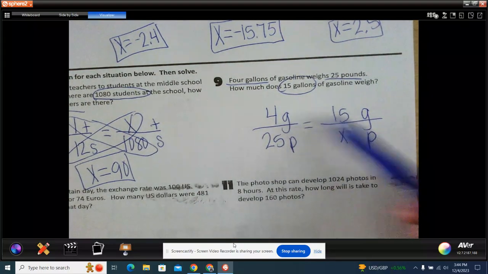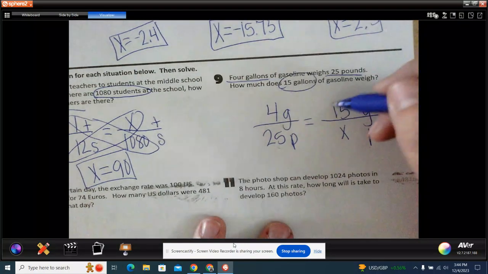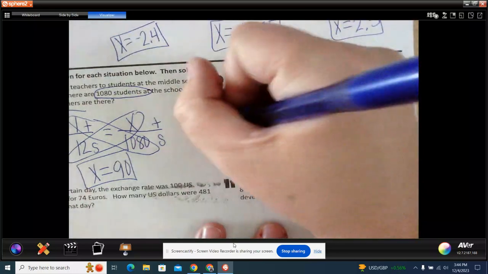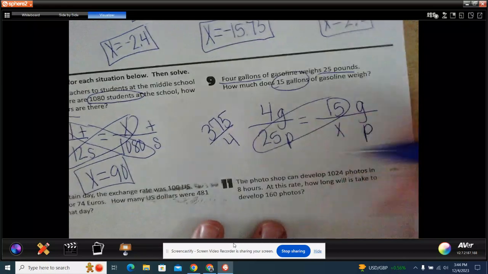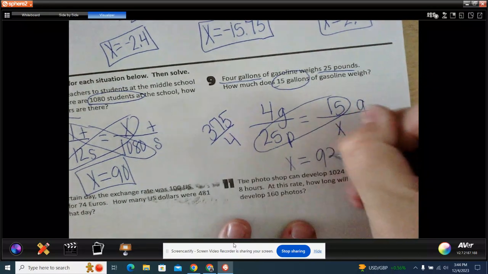And again, look, can I simplify top to top or side to bottom? No. So I'm going to go ahead and multiply. 25 times 15 is 375. I'm going to divide that by 4. And so 375 divided by 4 is 93.75.